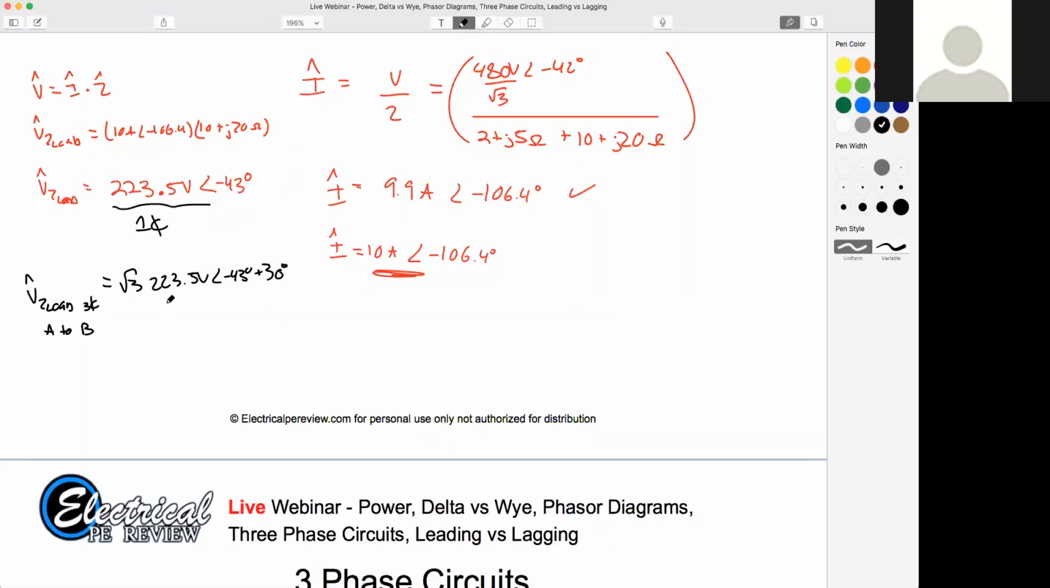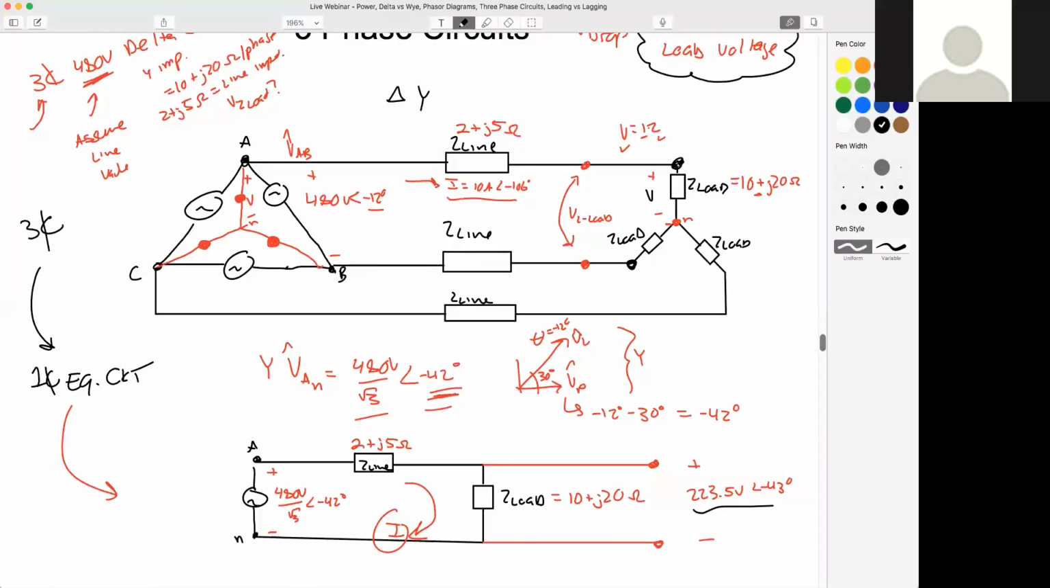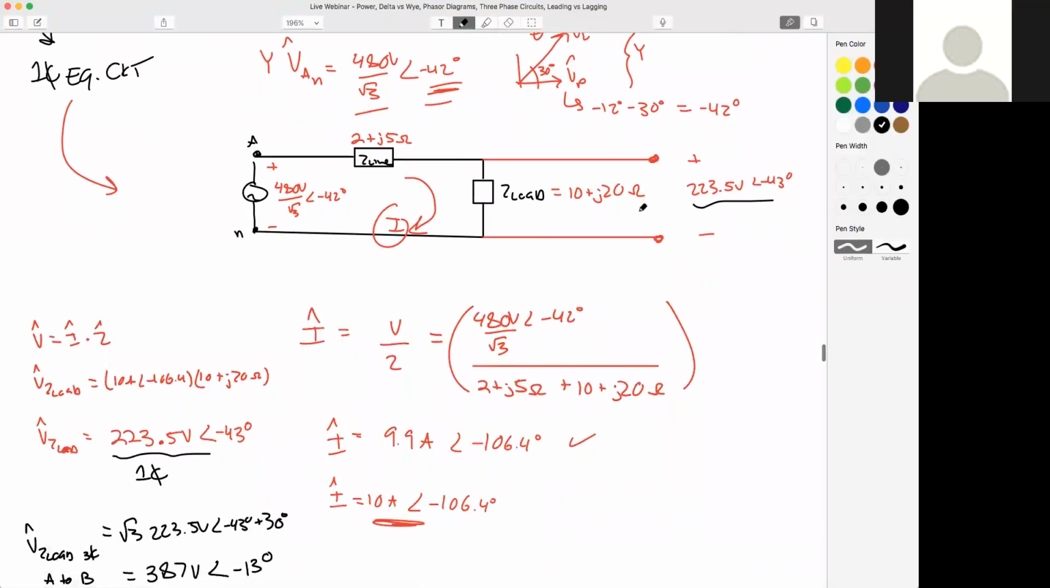So I'm going to say my calculator, square root 3 times 223.5, and I get 387 volts. I'm just going to round it to the nearest volt. And of course, I get 43 minus 30, which is just negative 13 degrees. So the answer would be 387 volts at an angle of negative 13 degrees. Is everyone good with that?